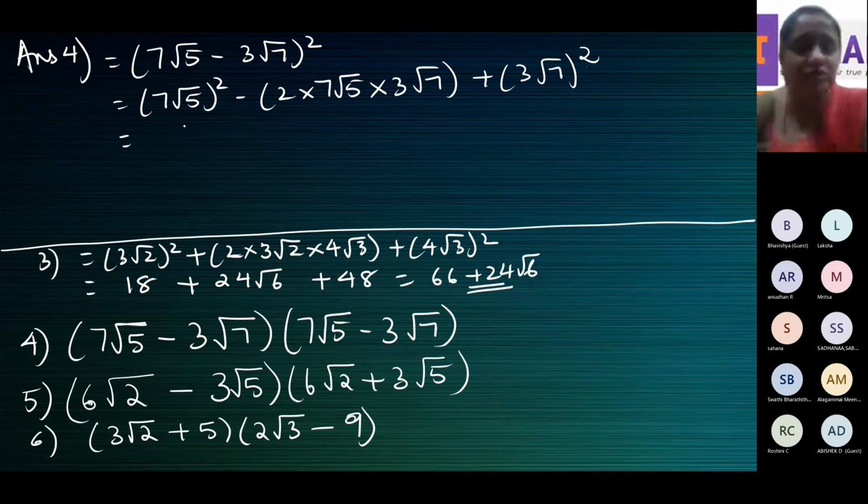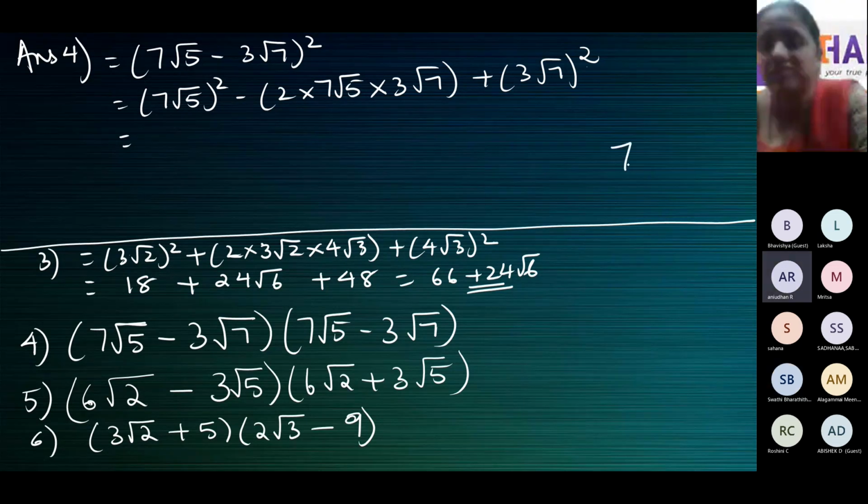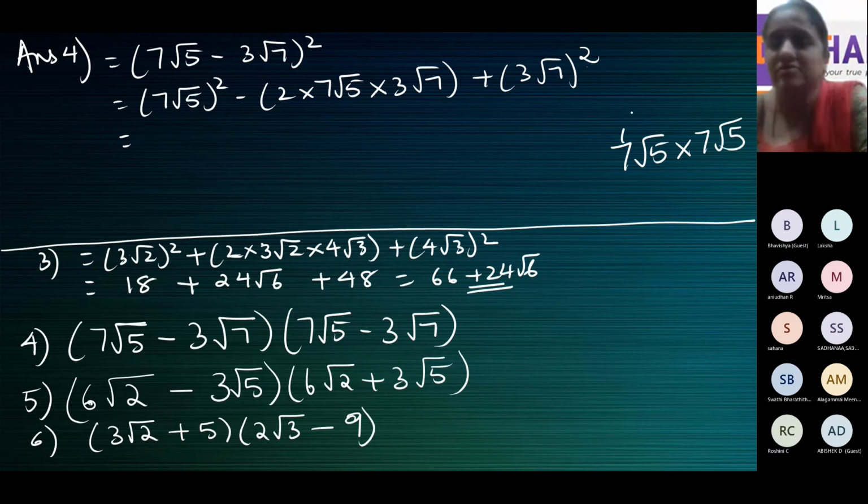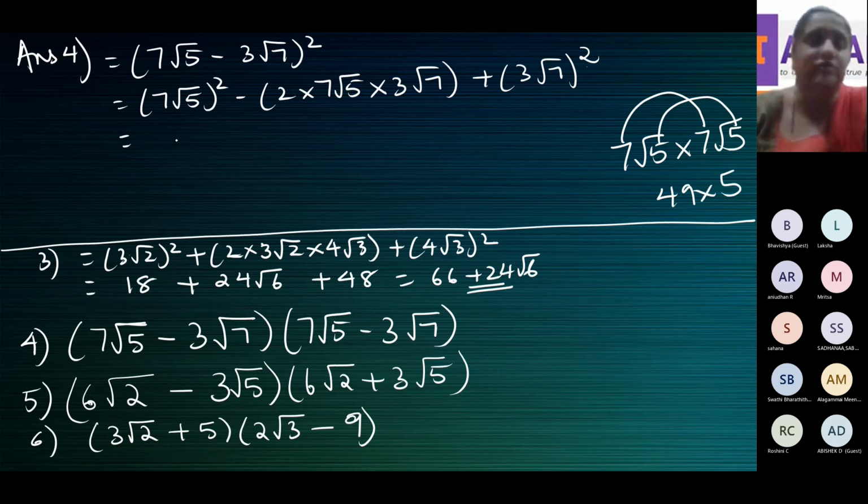Yeah, complete the fourth one, children, for me. What is 7 root 5 the whole square? 245, ma'am. Yeah. So 7 root 5 into 7 root 5. 7 sevens are 49. Root 5 into root 5 is 5. So 49 into 5, 245.